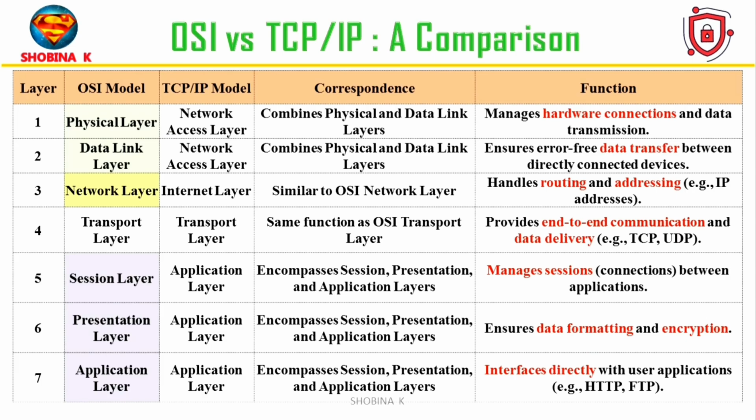The session layer, presentation layer, and application layer from the OSI model are combined into the application layer in the TCP/IP model. This layer manages user sessions like connecting to a website. It formats data, that is, it ensures text and images display correctly. And it supports applications like web browsers and email clients. That is, this is where user applications interact with the network. So this comparison shows that the TCP/IP model combines layers to make things easier, whereas the OSI model offers a more detailed and theoretical way to understand networking.